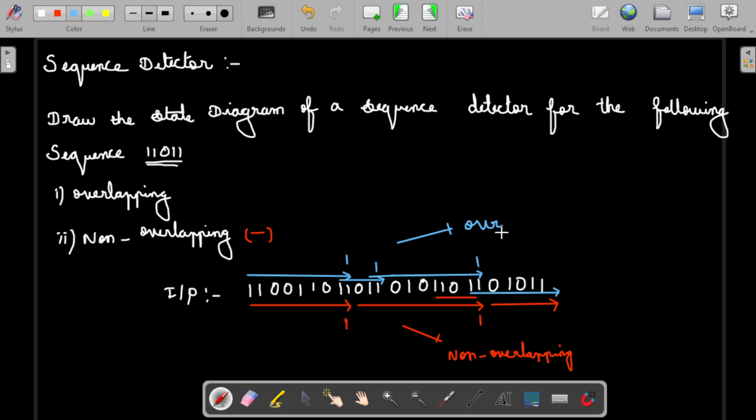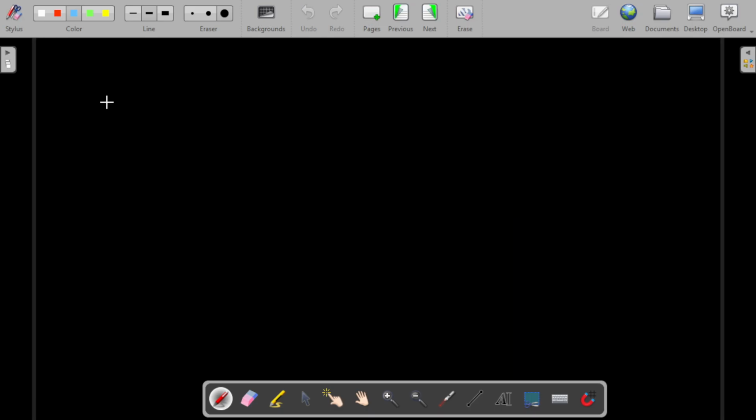Now we are going to design a system showing how the overlapping and non-overlapping sequences are detected in a finite state machine. Sequence detector is one of the very important questions, and in the last few years it has become more important. So let us first discuss the non-overlapping sequence detector design.